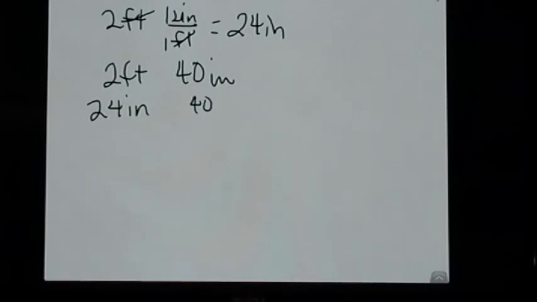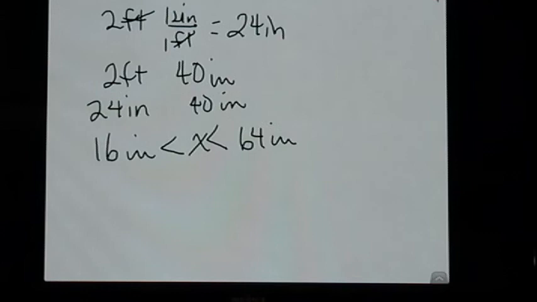And the longer side is 40 inches. So when you subtract them, you get 16 inches is the low end. And the upper end is 64, 24 plus 40, 64 inches.